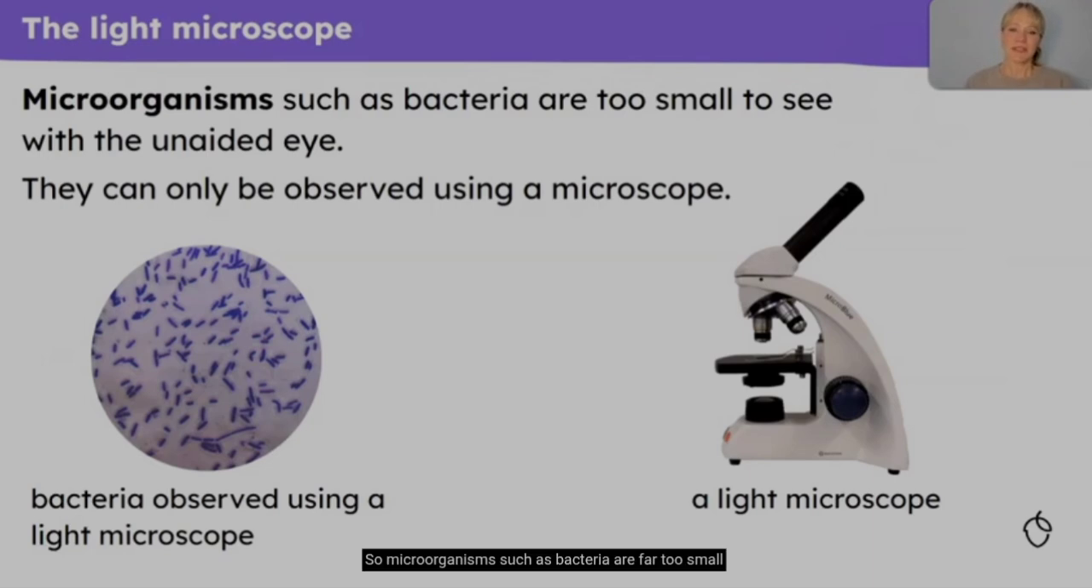So microorganisms, such as bacteria, are far too small for us to be able to see them with the naked eye. You wouldn't be able to just look and see them. Therefore, we need to use a microscope in order to make those images larger so that we are able to then see those microorganisms. You can see on the left-hand side of the screen that we've got some bacteria that have been observed using a light microscope. So that's the kind of thing that we would see using a light microscope.